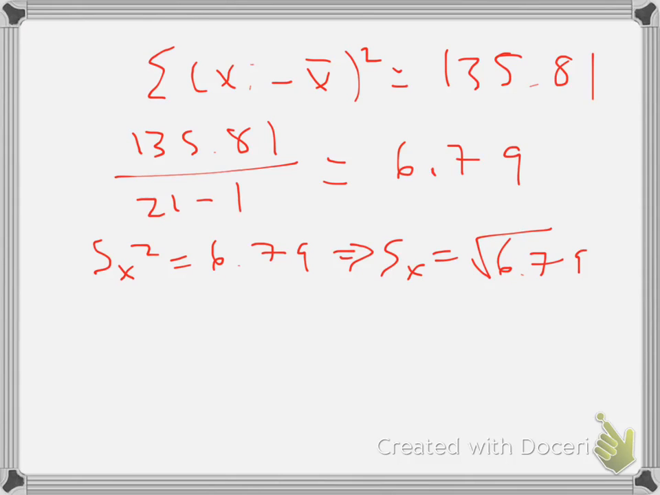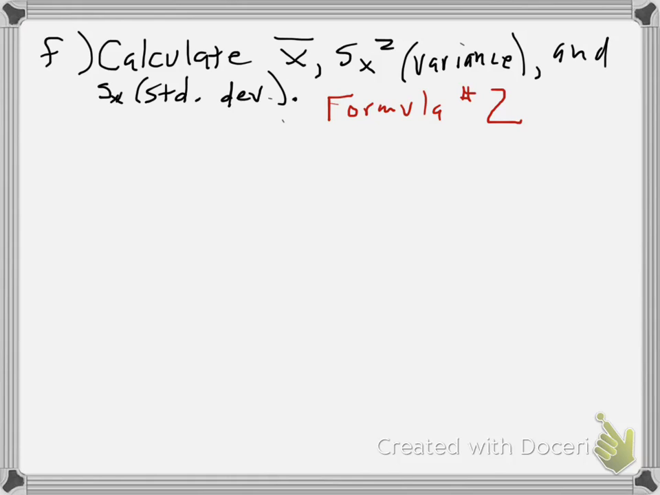And now the variance is 6.79, so the standard deviation is going to be the square root of that, and I can put that on my calculator, and I get about 2.61. So this means on average the number of observations of ducks at Round Pond have an average distance from the mean of about 2.6 ducks. That was kind of nasty, wasn't it? Yeah, I think so. Formula 2 might be easier.